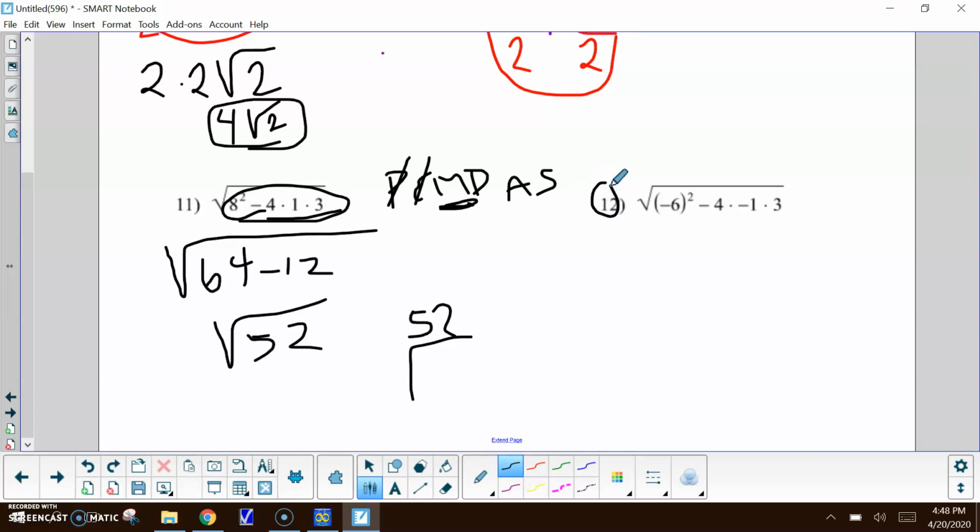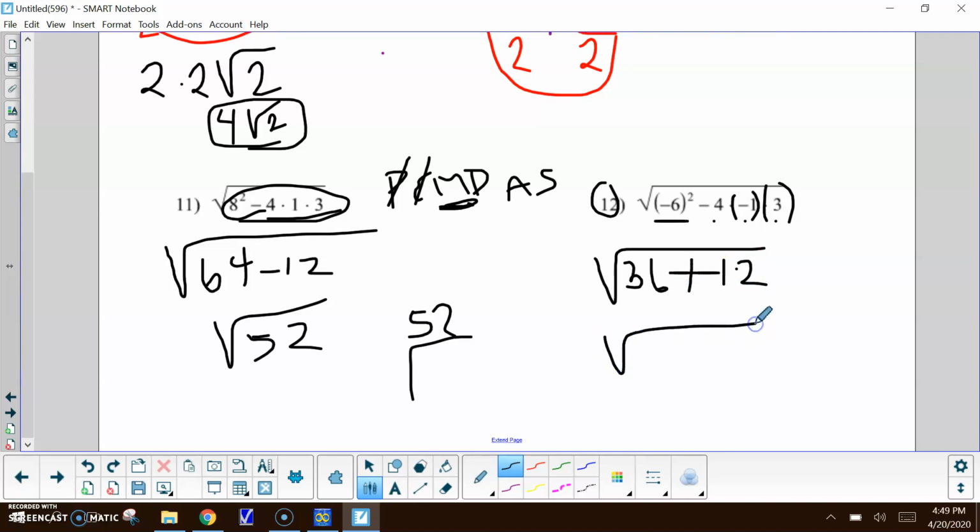So this is read as the square root of negative 6 squared minus 4 times negative 1 times 3. All right, so you have to be careful. I am going to square 6, so I have 36. When you subtract all of this, you have to think about you're subtracting 4 times negative 1 times 3. So 4 times negative 1 is negative 4 times 3. So that's minus negative 12. So that turns into a plus.